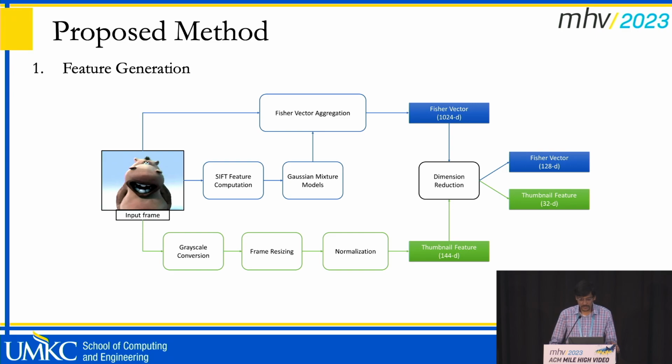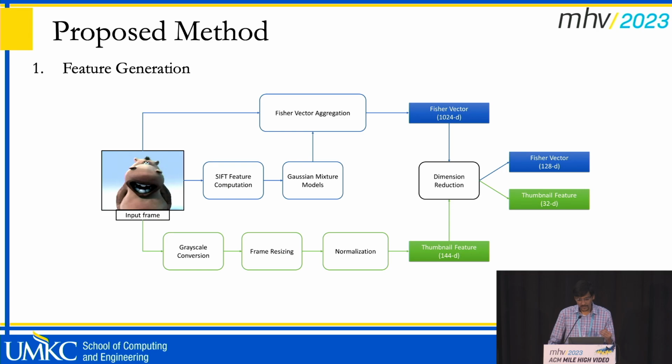The second feature we are using is, you see the green boxes, simply a thumbnail feature. We just convert the frame into grayscale, and then we resize the frame into 12 by 12, and then we do some normalization, and we convert it into a 1D vector. So this is basically to represent the frame as a very abstract version.